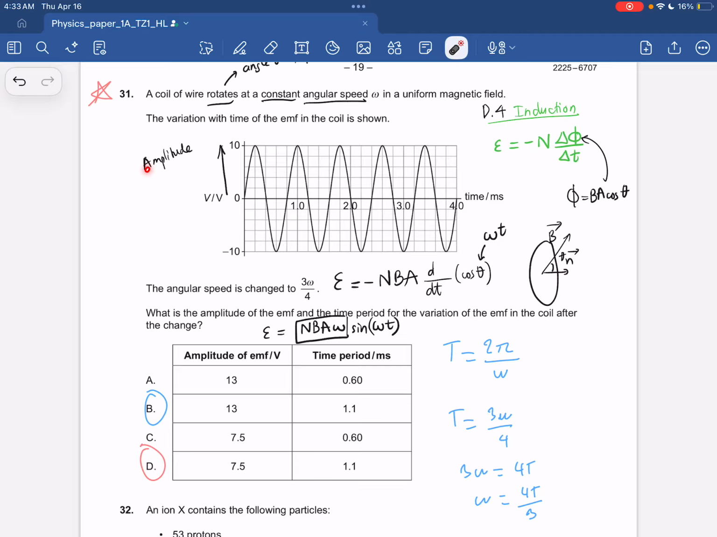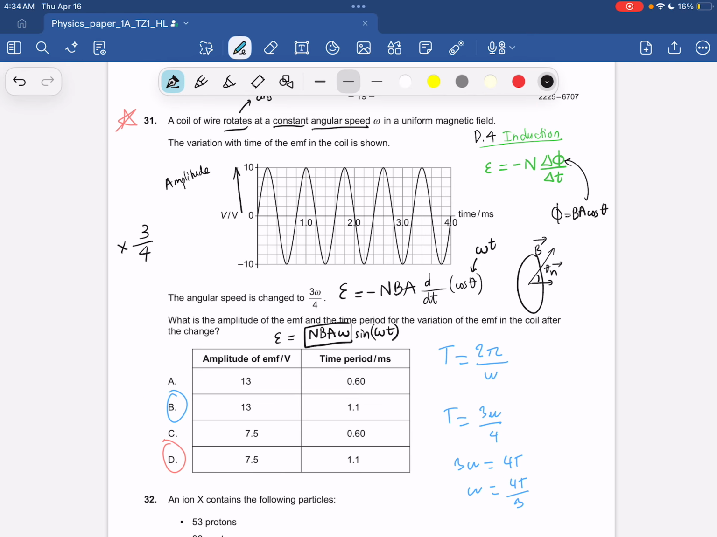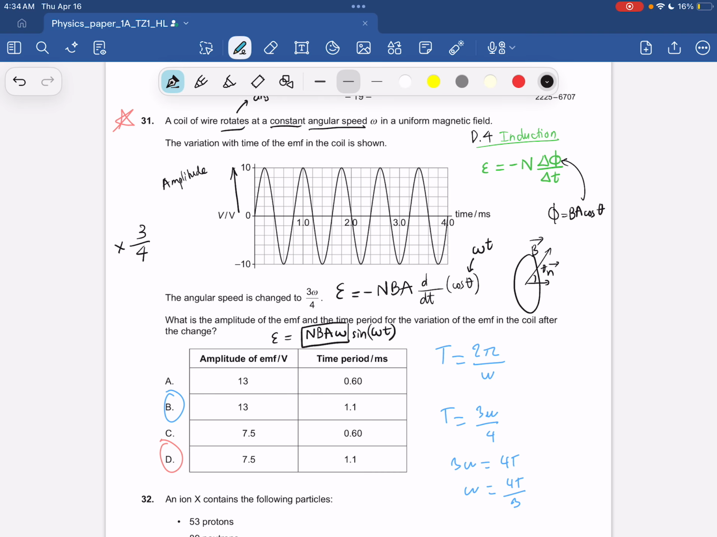So basically this amplitude is 10 volts, and now we can see that this one has changed to 3/4. The angular speed has changed here, so it should decrease. So that should be 10 times this one, basically 75%. That's why it dropped to 7.5 volts. It has decreased because the angular speed has decreased to the new value. So that's about the amplitude for this one.